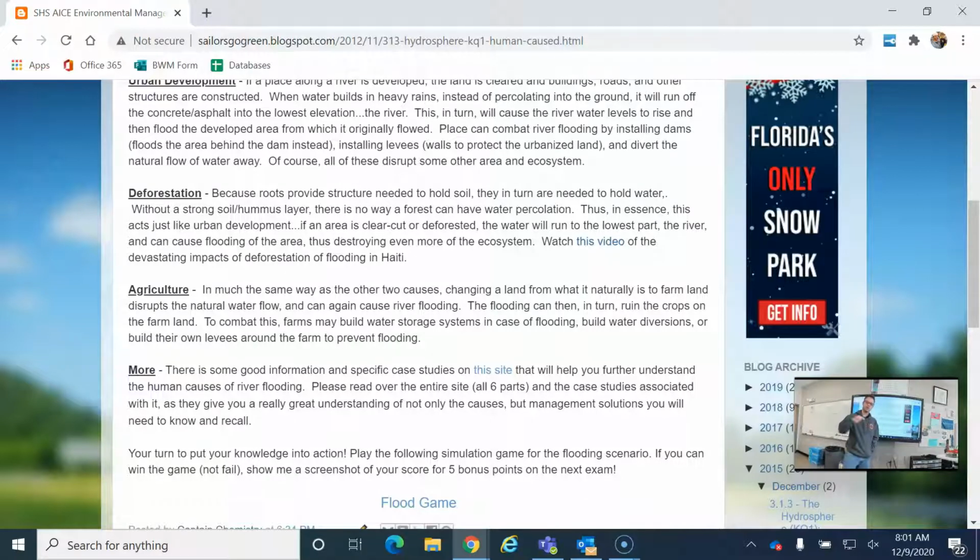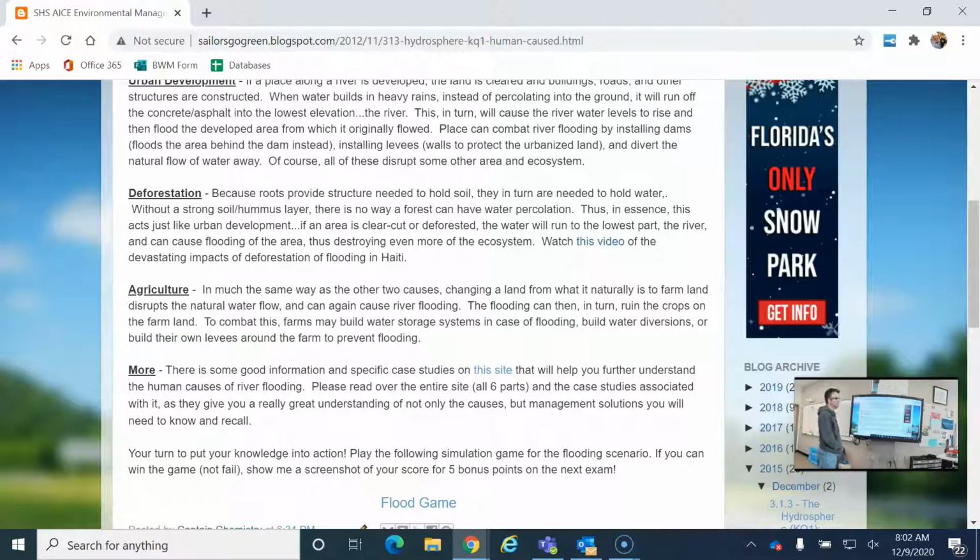You're going to also increase, because you don't have that ability to bring the water down into the soil and into the aquifer, you're now going to have just water staying on the surface and getting higher and higher and higher up, causing more flooding. So without a strong soil and humus layer, there's no way a forest can have water protection. Thus, in essence, this acts just like urban development.